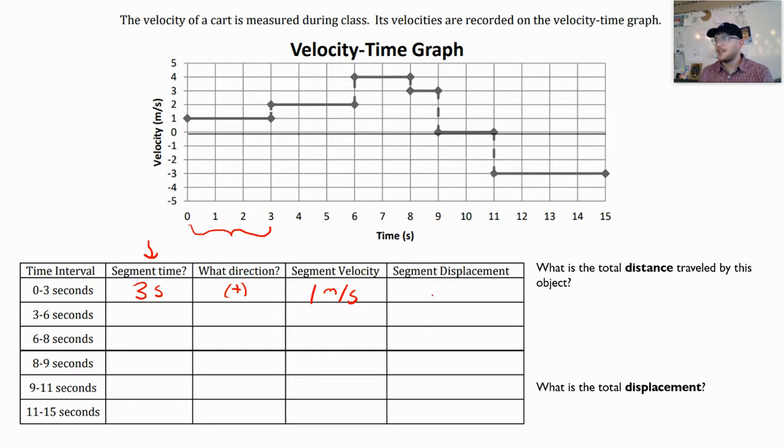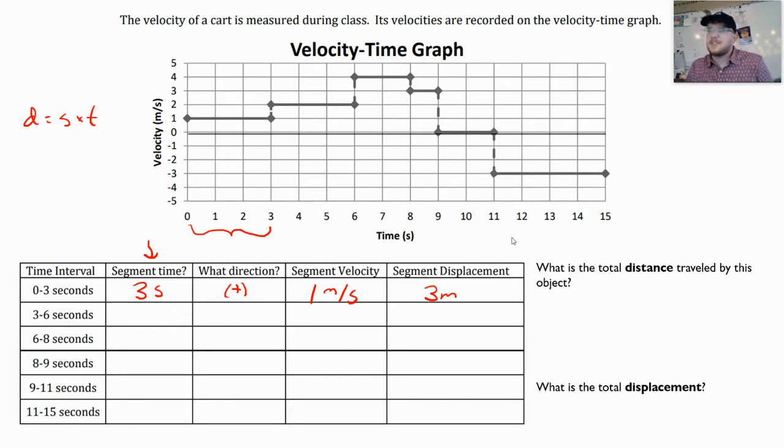All right, segment displacement. What's displacement? Displacement is how far you are from where you started. The equation for displacement is speed times time. I have my time here and I have my speed, or my velocity, so if I multiply those numbers together, I get my displacement. What's 3 times 1? That's 3. 3 what? 3 meters. Displacement is a measure of distance, and distance is meters.